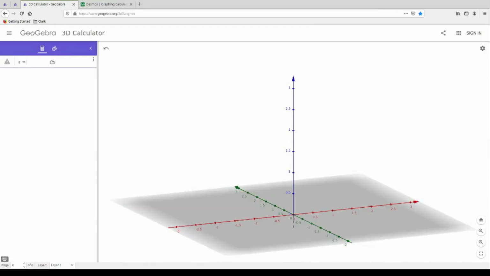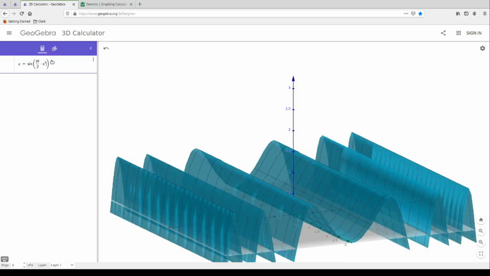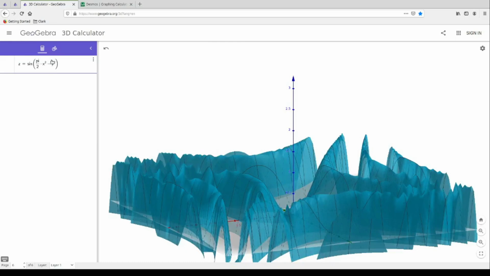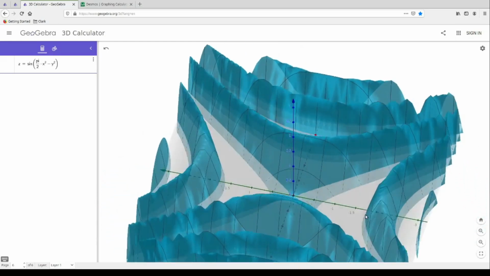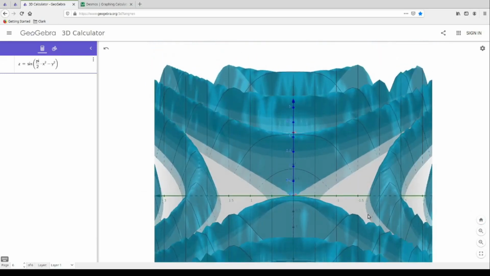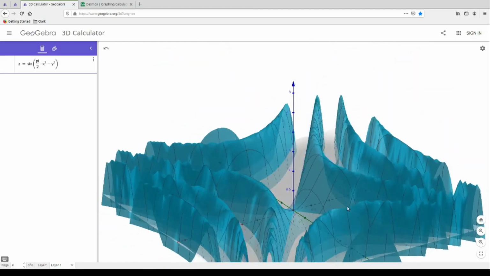You go in and visualize this function, sine of pi over 2 times x squared minus y squared. You can see that this is exactly what we're getting. The function has level curves which are hyperbolas, and it's like a sine function going up and down, up and down, up and down on these hyperbolas.